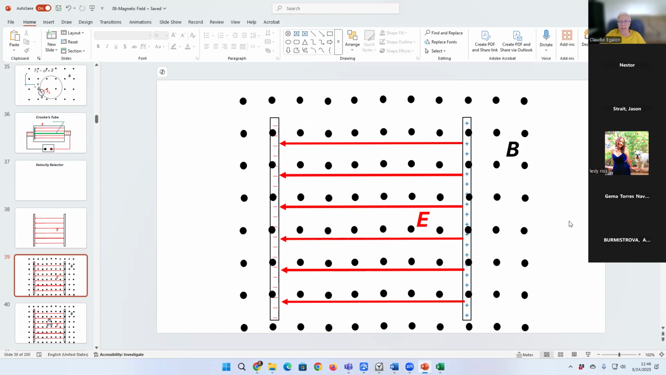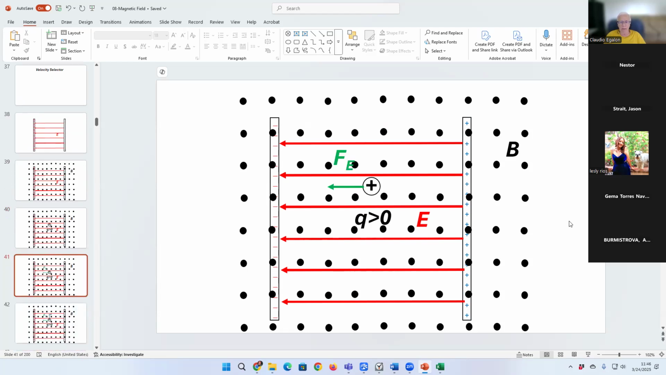That's the principle of the velocity selector. Let's see how it works. Okay, so we have this positive charge placed in this field. If the charge is at rest, it's only going to be attracted towards the negative plate, right? We have only an electric field if the charge is at rest. If the charge is at rest, there is no magnetic force, but there will always be an electric force, okay?